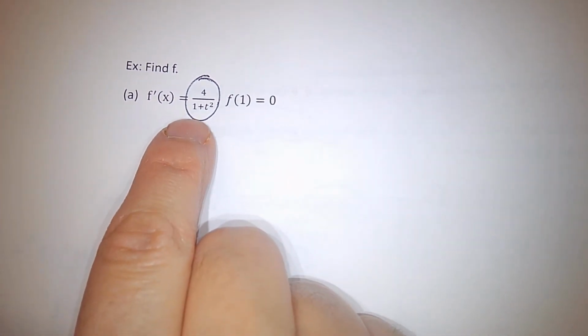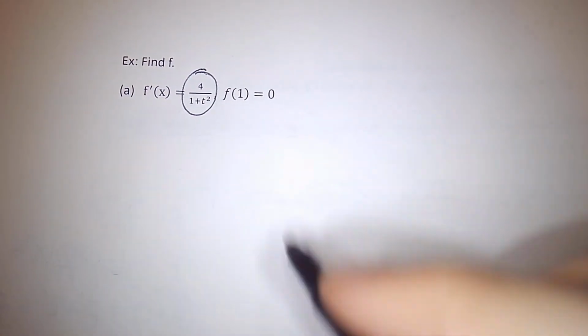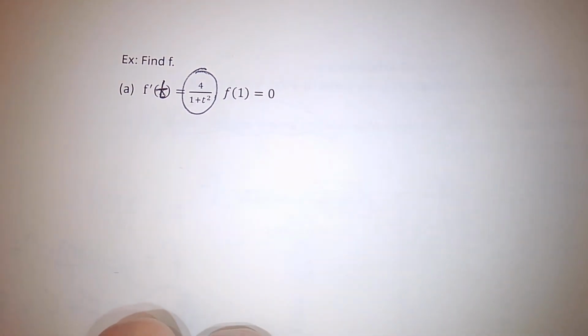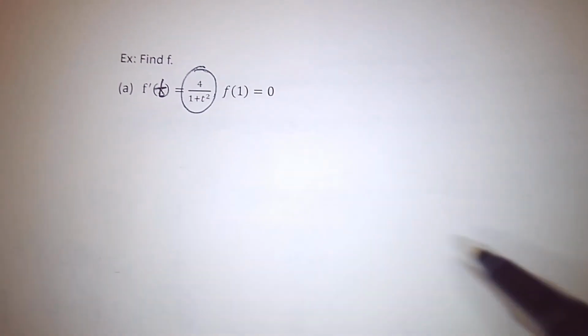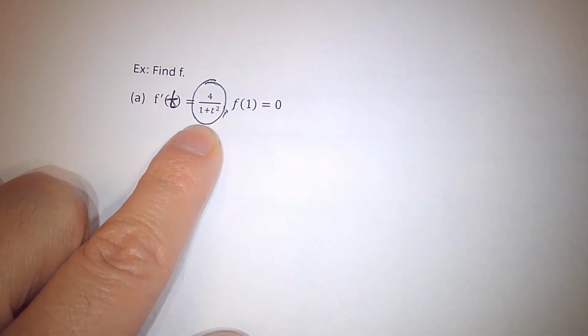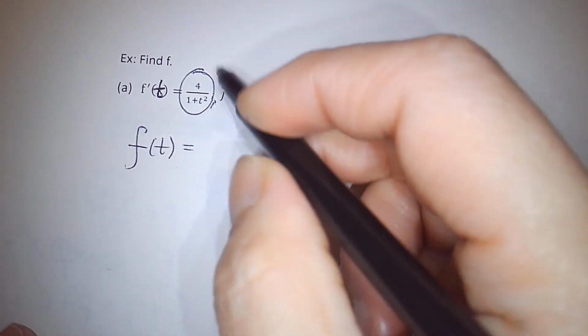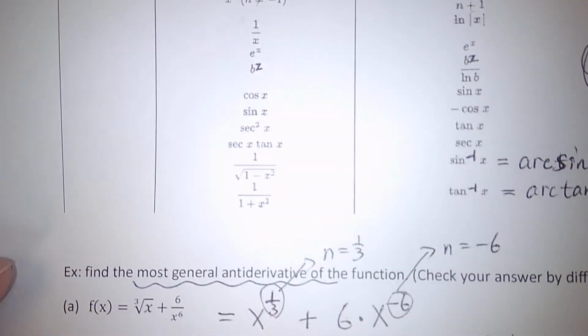Alright, so what is the antiderivative of 4 over 1 plus t squared? Oh, this is t. This is a typo. f prime of t, okay? We have to make sure there's only one independent variable. f prime of t equals 4 over 1 plus t squared. Find f such that f prime of t equals this, and f of 1 equals 0. So what is the most general antiderivative of this function? Do you have any formulas in the table telling us? Power rule, because we can change it to 4t to the negative.